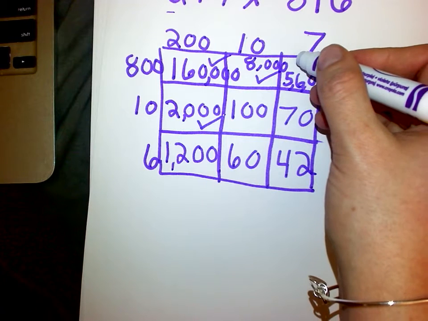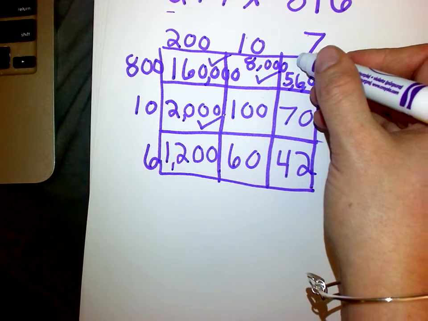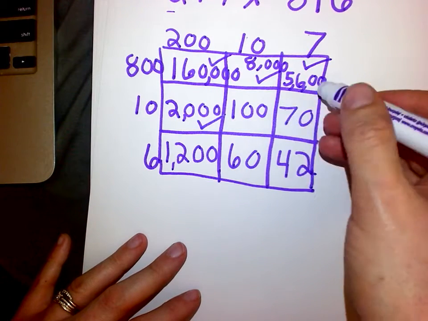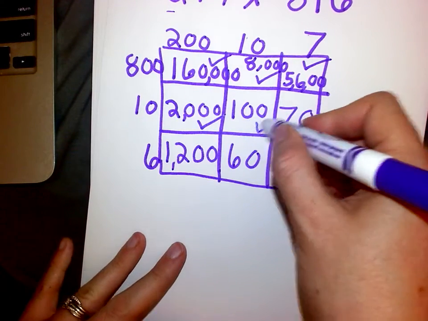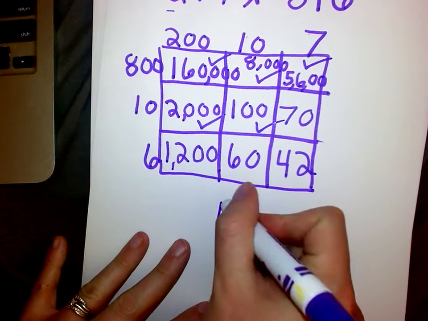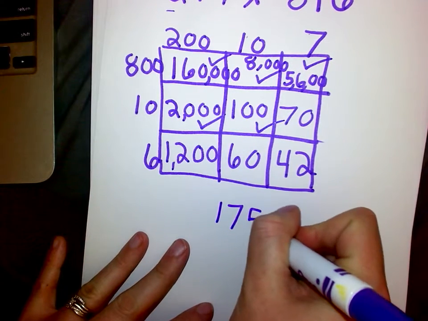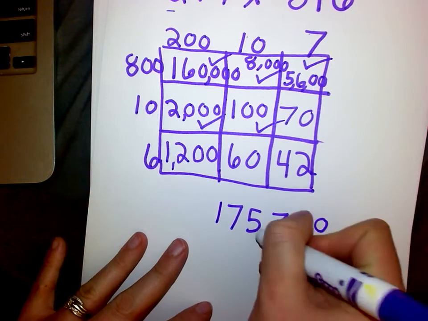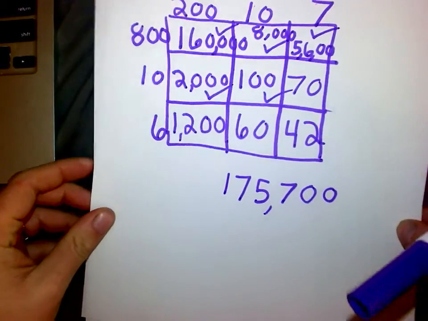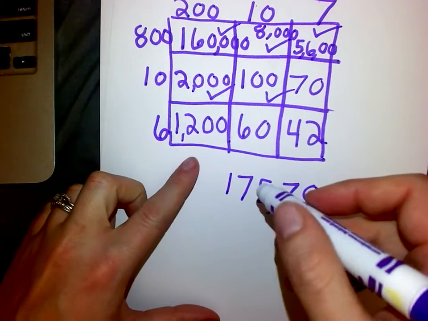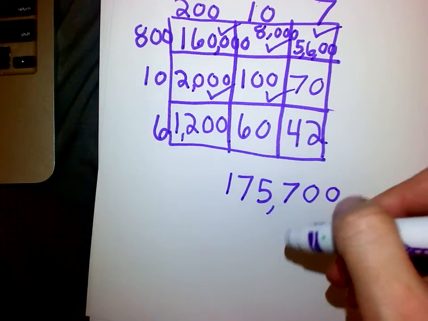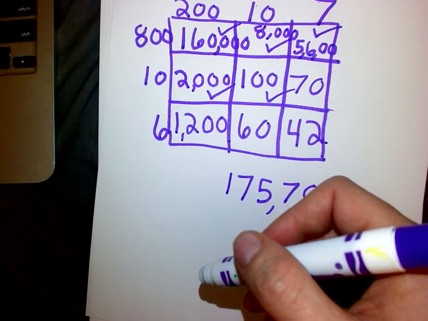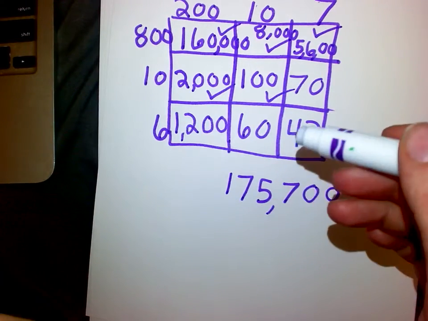170,000, 175,600, 175,700. So 175,700 I am up to. So now I just need to add in these other ones. If they need to add everyone individually, that's fine, if that's where they are developmentally. As kids get stronger with their number sense, they can start grouping numbers like I just did.